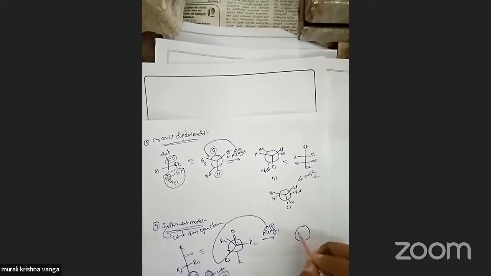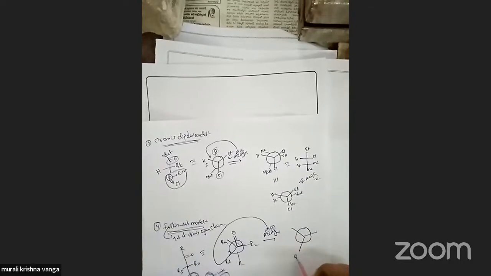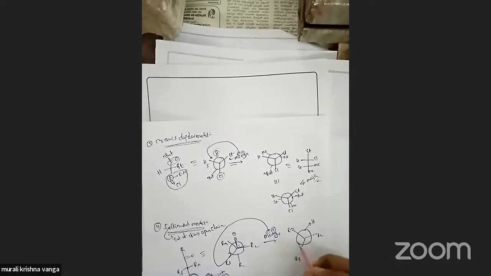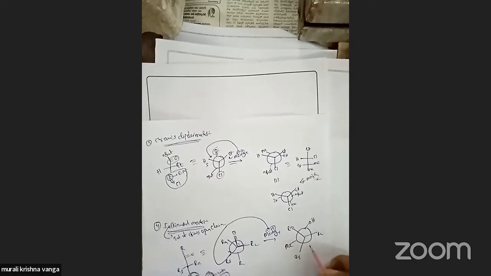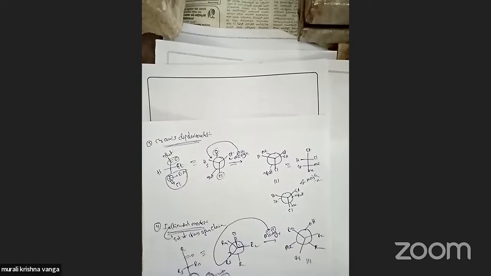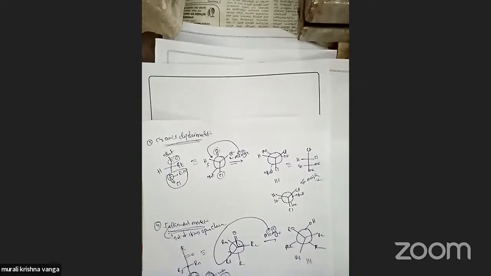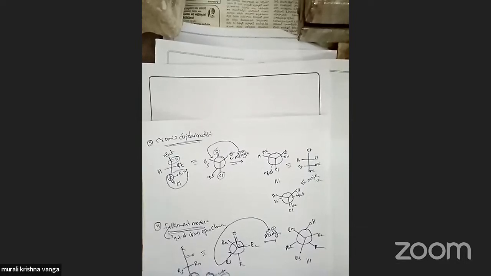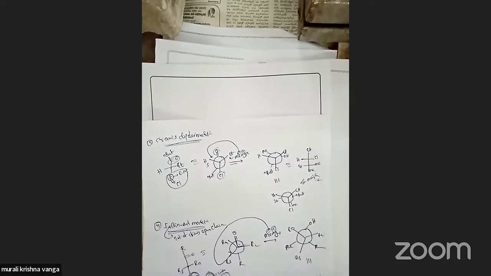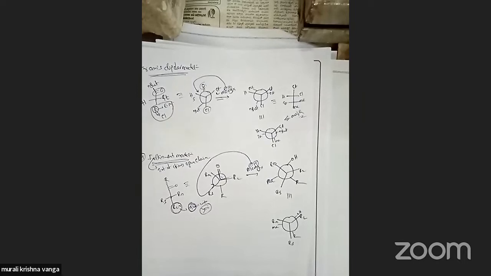I'm writing here R small, R large, R medium. Here OH, or this is a methyl and R. So I'm writing this into an eclipsed formula. I'm converting to eclipsed: R large, R small, R medium, then R, OH, R, methyl. This is an eclipsed conformation. This is the Felkin model.